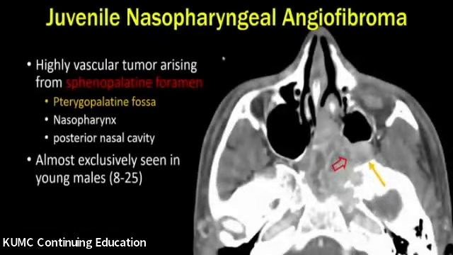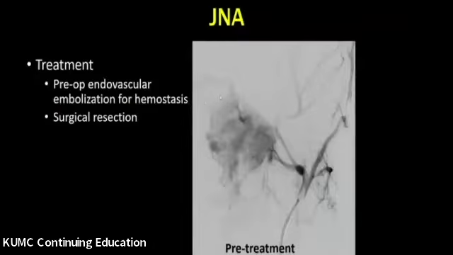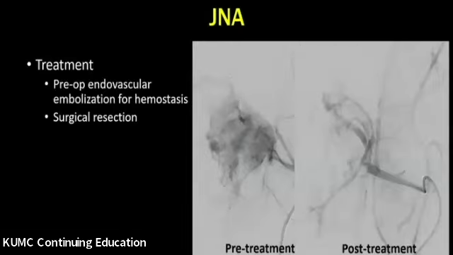So this is a case of juvenile nasopharyngeal angiofibroma. This is a highly vascular tumor, again, arising from that sphenopalatine foramen and may extend laterally into the pterygopalatine fossa as well as the nasal cavity and nasopharynx. It's almost exclusively seen in young males. Treatment's going to be preoperative endovascular embolization. This is our patient, the pre-treatment ECA injection, followed by particle embolization. You can see significantly decreased vascularity of that tumor, then followed by surgical resection.